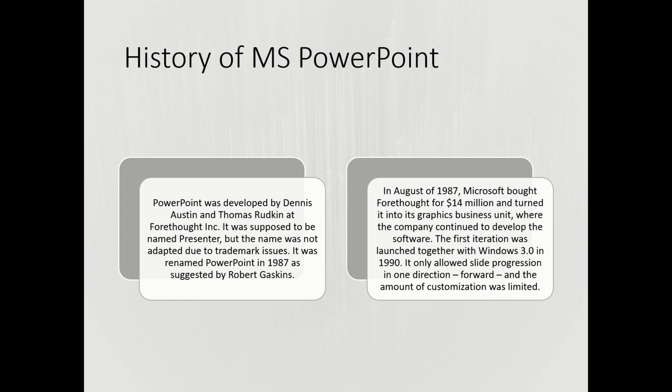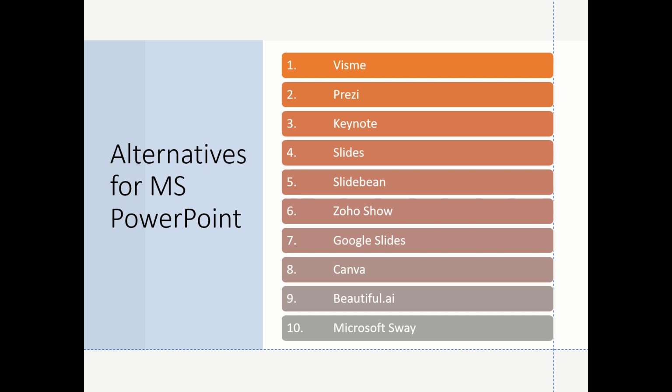The first iteration was launched together with Windows 3.0 in 1990. At that time, when it was launched with Windows 3.0, the customization was very limited, and slides used to work only in one direction, that is, the forward direction.